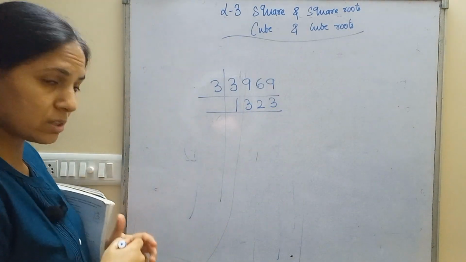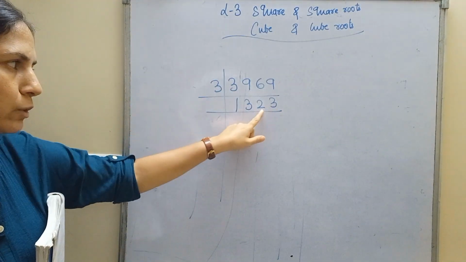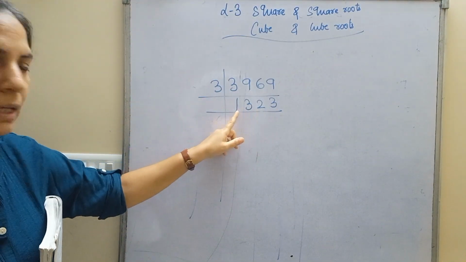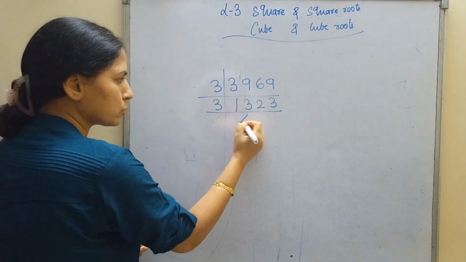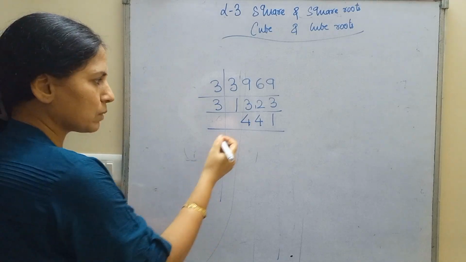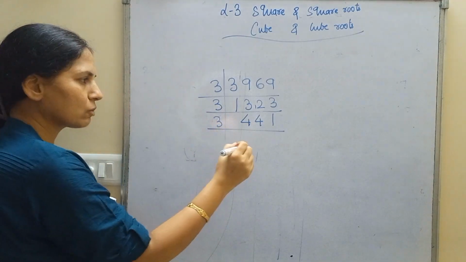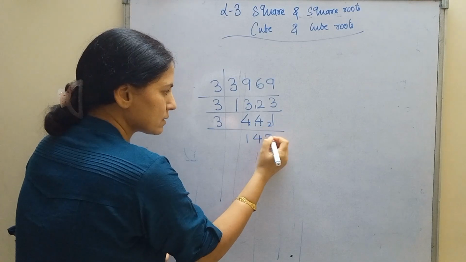Now 1323 sounds very prime number, but it is not a prime number. Let's see. 3 and 2 is 5, 5 and 3 is 8, 8 and 1 is 9. Again it is divisible by 3. 3 4s are 12, 3 4s are 12, 3 1s are 3. 441. Just now we came across 441. Again we'll be taking 3 only, prime factors. 3 1s are 3, 3 4s are 12, 3 7s are 21.